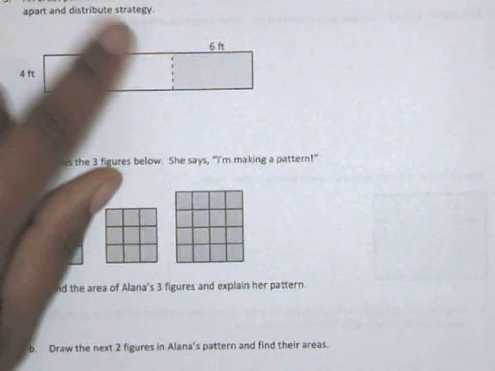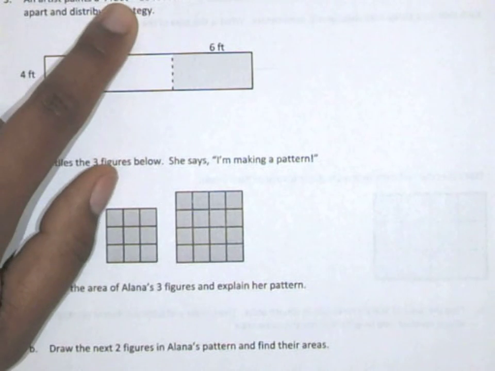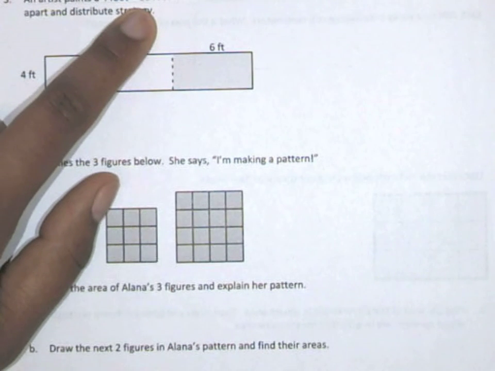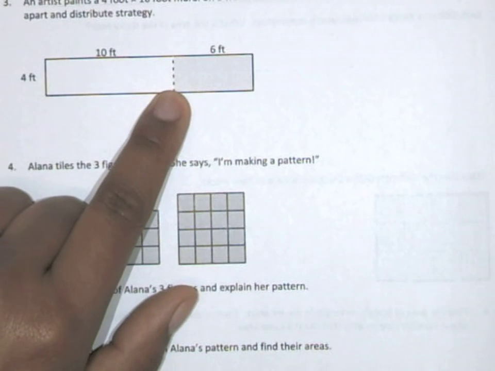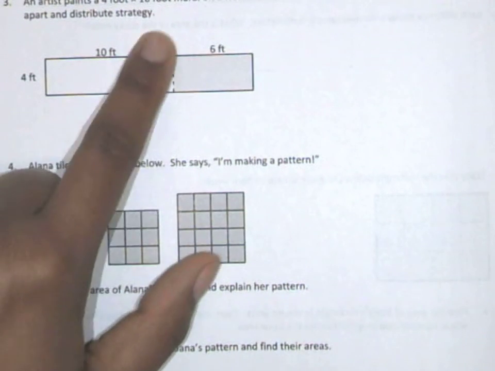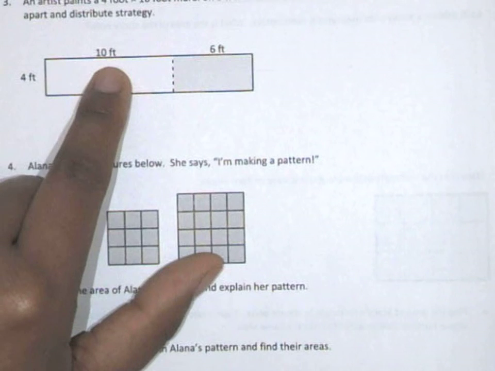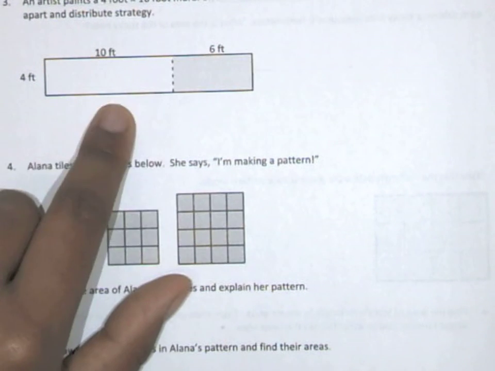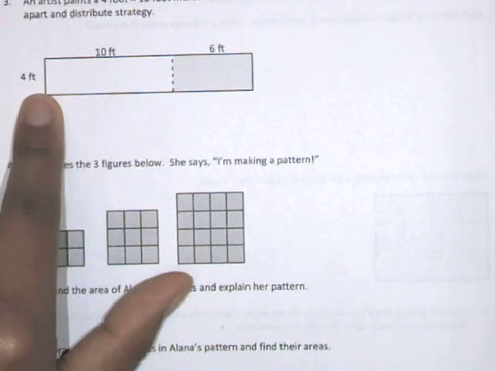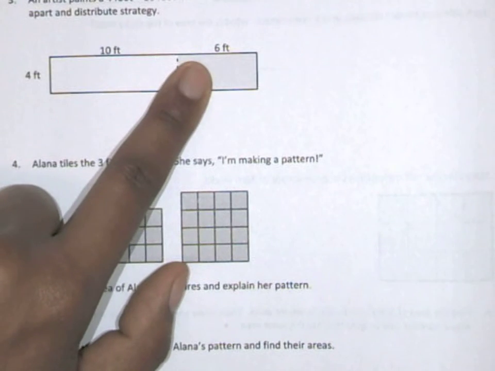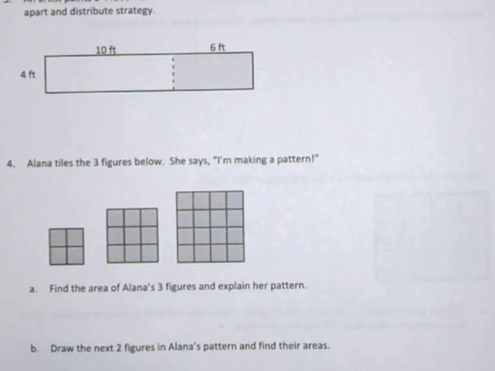Okay, so the original measurement of the wall was 4 foot by 16. 4 times 16 can be a little bit difficult for us to figure out. So our problem has actually given us the break apart and distribute strategy already. They broke 16 down into 10 and 6. Do we know what 4 times 10 is? That's an easy one. What about 4 times 6? I believe we know the answer to both of these.